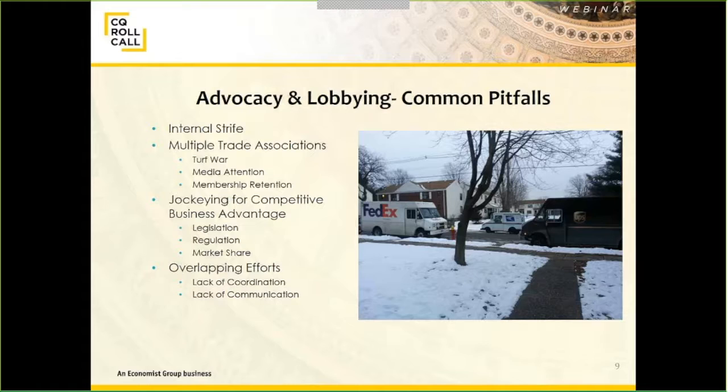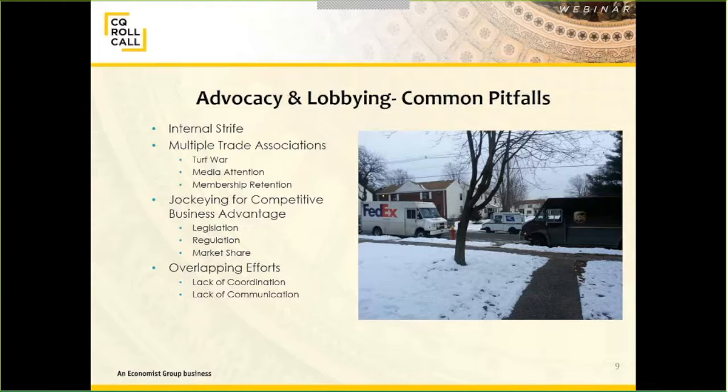Some of the common pitfalls and challenges of advocacy and lobbying in the trade association sense: internal strife, competing for territory, having multiple trade associations that cover different topics or specific things, and setting that agenda. So, I used the visual example of UPS, FedEx, and the post office. They're essentially competing over the same territory. Well, that is applicable in the trade association world as well. Who's going to control the agenda? Everybody's trying to utilize and leverage the trade association more than the other.